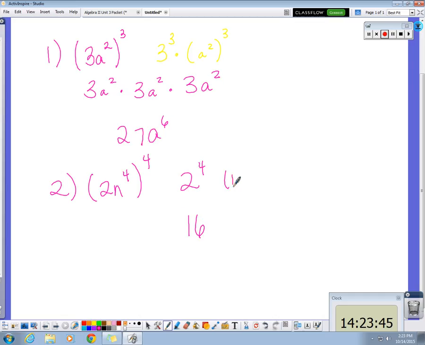Well, what about n to the 4th all raised to the 4th? What do you do when you have a power to a power? Multiply, and you would have got n to the 16th. Now, had you written out 2 to the 4th times 2 to the 4th times 2 to the 4th times 2 to the 4th, you would have got the same thing, because you would have added up those 4s, and they would have added up to 16. Okay, so now you should feel comfortable with 3, 4, and 5. So circle 3, 4, and 5.